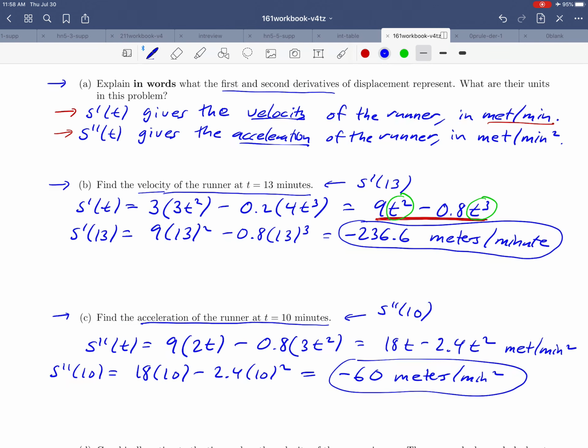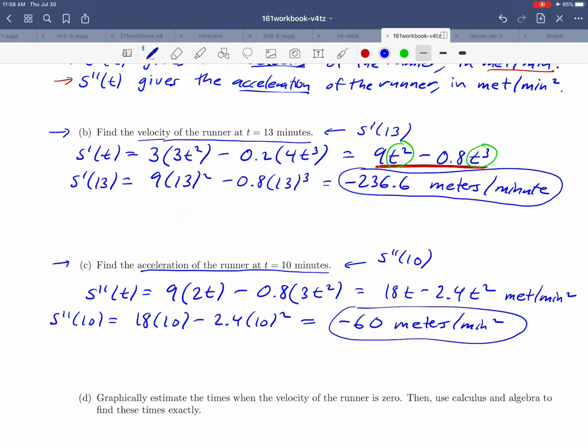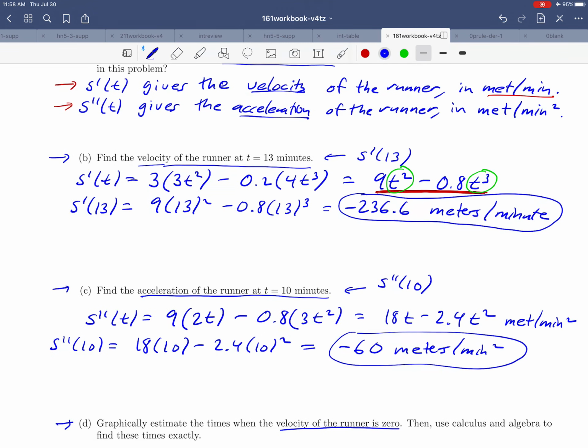Okay, and finally, let's see, what's the last part asking us? So they'd like us to graphically estimate the times when the velocity of the runner is 0, and then use calculus and algebra to find these times exactly. So let's remind ourselves again of the graphical meaning of velocity. If you scroll up again here, the velocity way up at the top of the page is s prime of t. That's the slope of the tangent line.